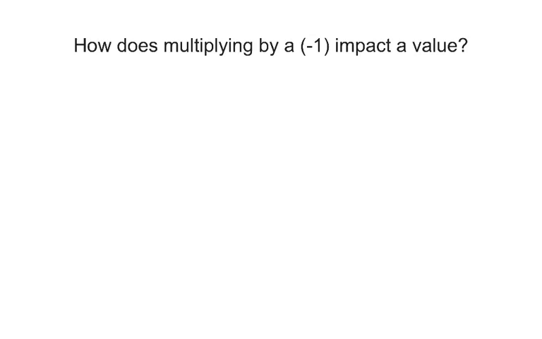When multiplying rational numbers, how does multiplying by a -1 impact a value? This is the question that we're going to ask. Now, let's start by looking at a problem where we have 15.